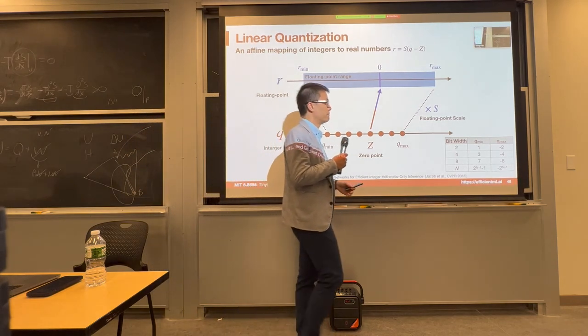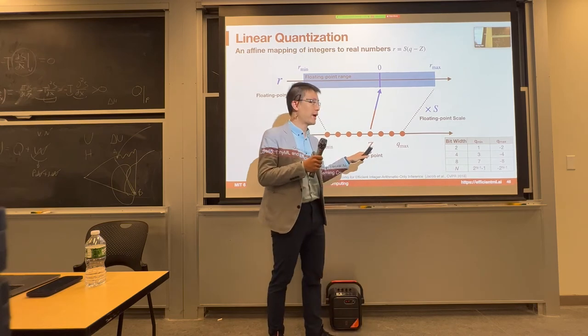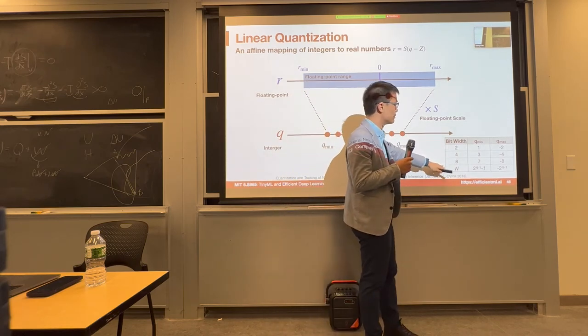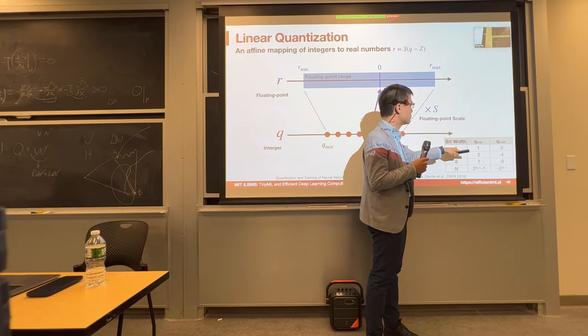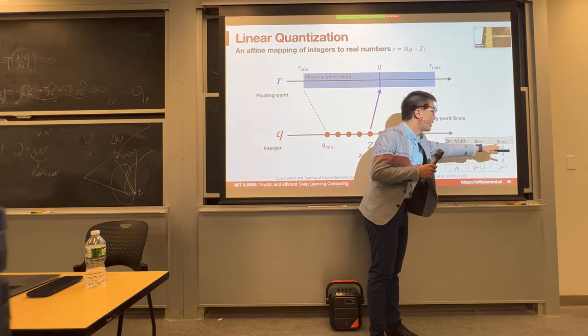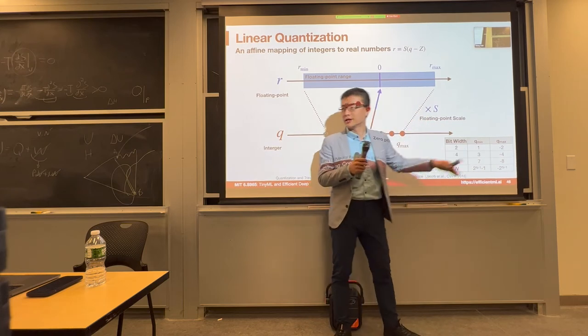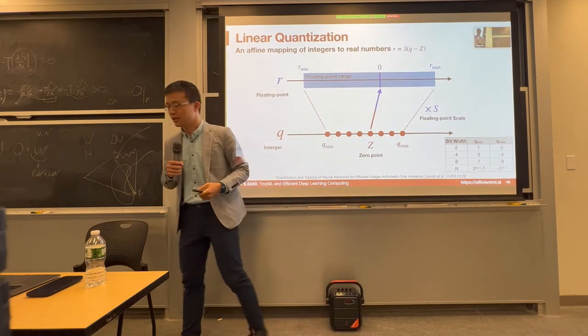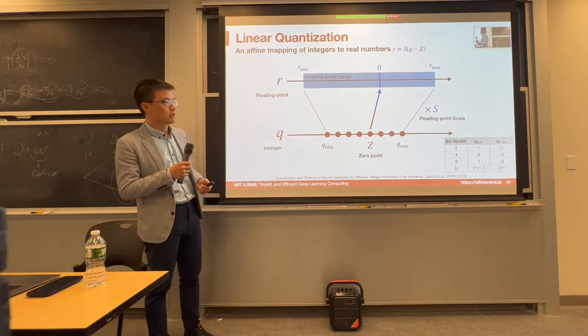Here, for Q min and Q max, for different bit widths we have different numbers. For the 2-bit width, actually, this is reversed: Q max and Q min are 1 and minus 2, not 3 and minus 4. We will correct the slides after the lecture.